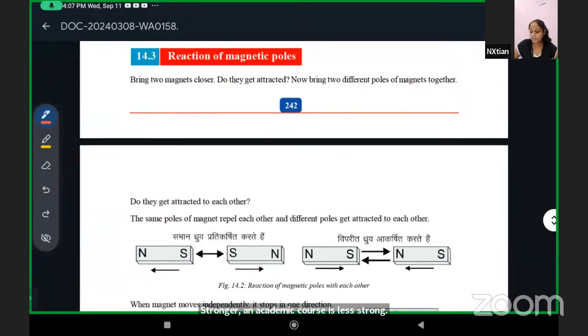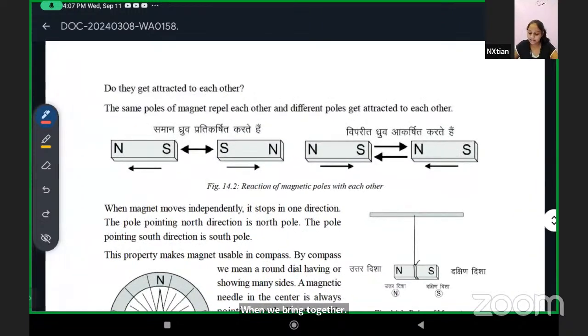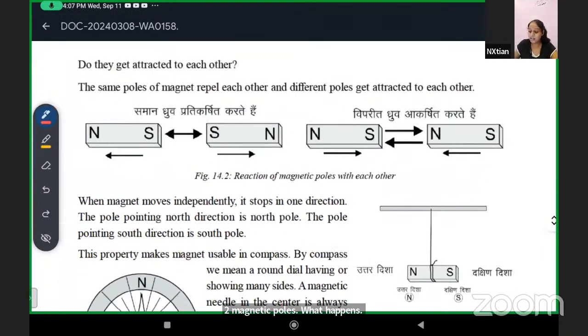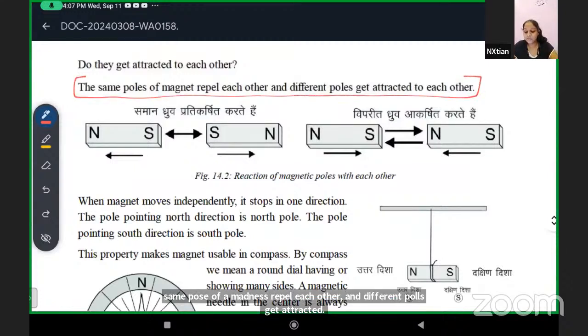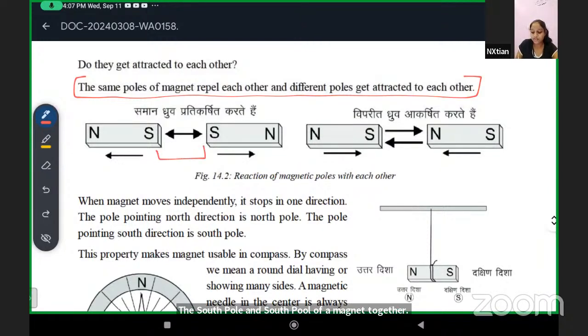Then we have the reaction of magnetic poles. When we bring together two magnetic poles, what happens? The same poles of a magnet repel each other and different poles get attracted to each other. If I bring the south pole and south pole of a magnet together, as in this diagram, they will repel and try to push each other away.